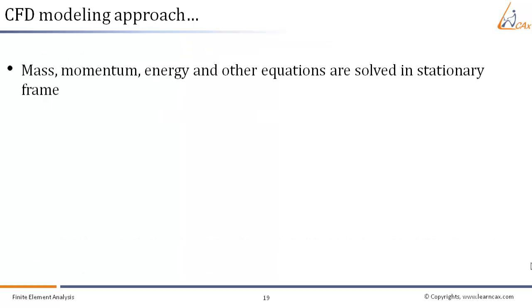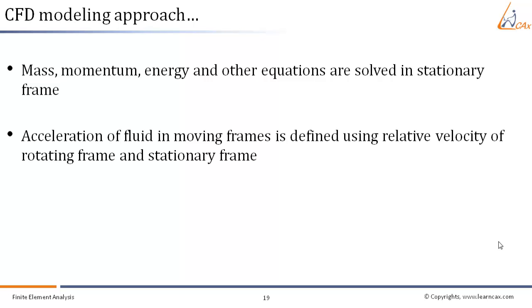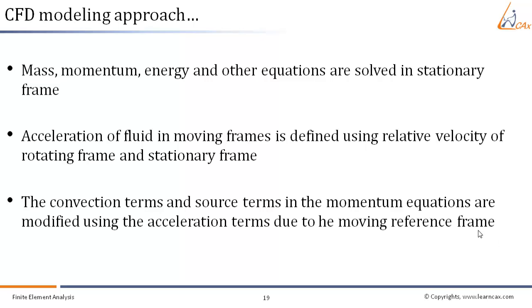Now let us see how the moving reference frame model works. We will have an overview of that, and after this session we will go into depth on all the different turbo machinery models within the commercial software Fluent. But first let us have an overview. So what we do in the moving reference frame model is we solve the mass, momentum, energy and other equations in the stationary reference frame. Acceleration of fluid in the moving reference frame is defined using the relative velocity of the rotating frame and the stationary frame. So the next step is to define the acceleration of the fluid in the moving reference frame using the relative velocity concept. The convection terms and source terms in the momentum equation are then modified.